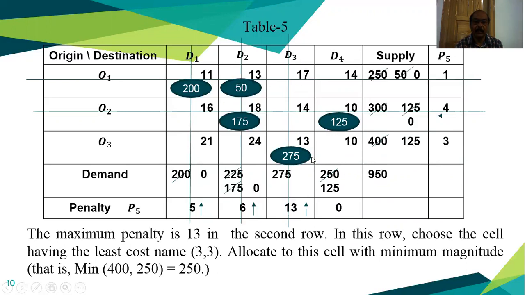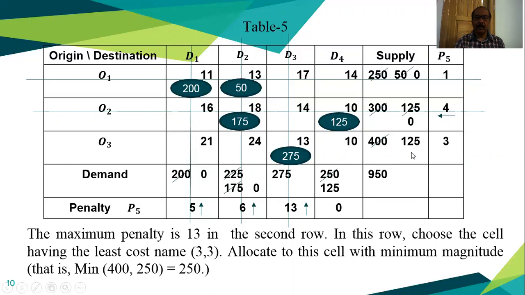So we have to allocate in this column. And where to allocate? Here, because only this cell is left. So how much to allocate here? 400 is available and 275 is the demand still. The minimum of 400 and 275 is 275. So we can allocate 275 here. After allocation, 400 minus 275 we will get 125.